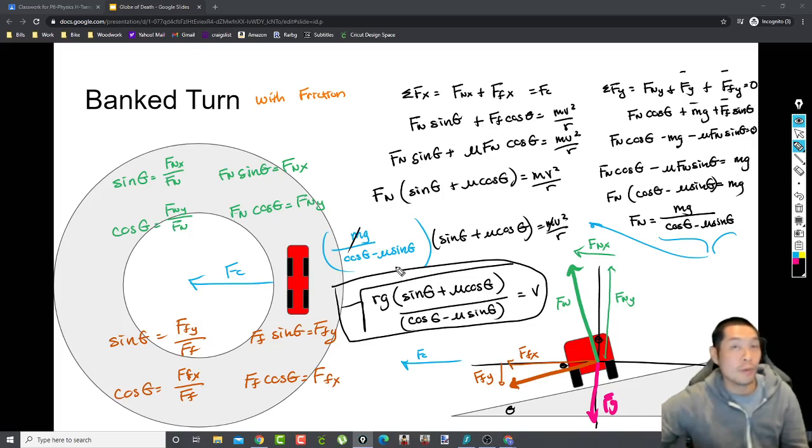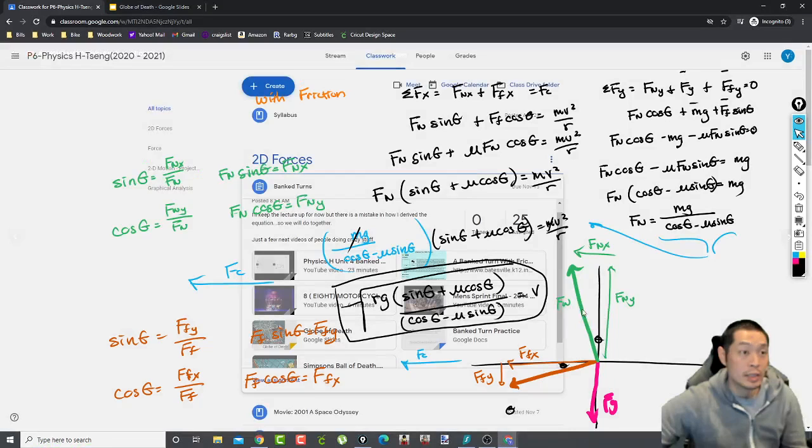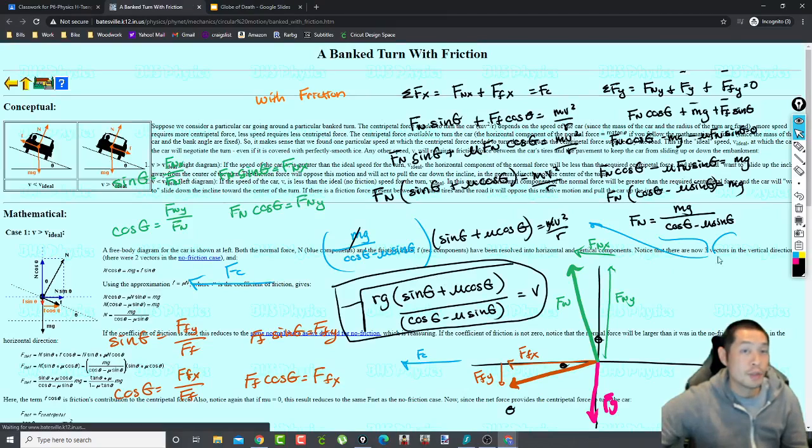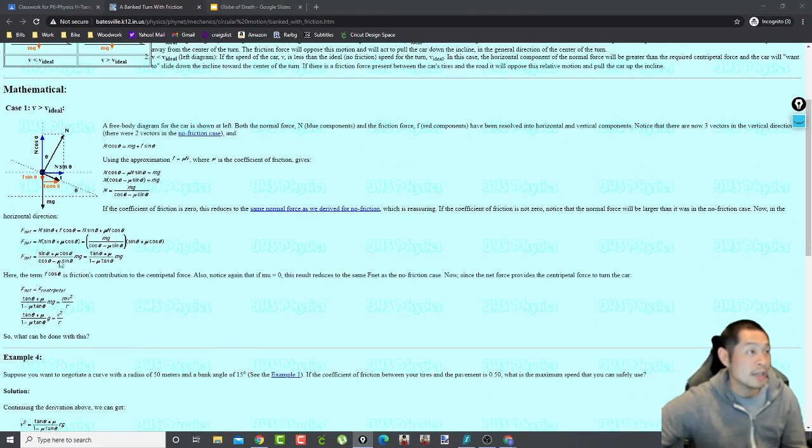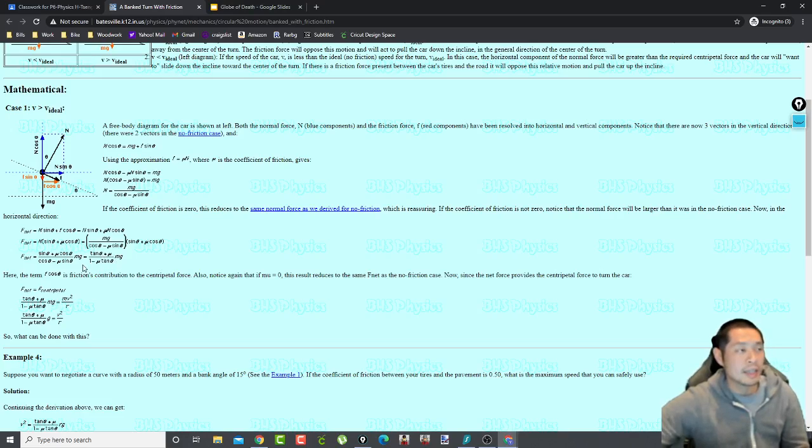Now, if you look at what I posted online as well, I also posted this website. So this person took it another step further. After deriving what we just did, if you look right here, they used trig identities to change it to tangent. If that's what you prefer, that's fine.